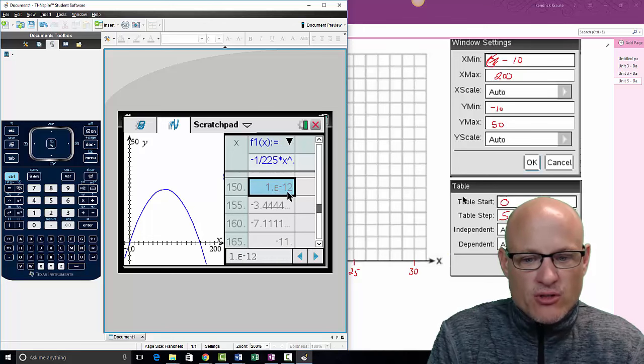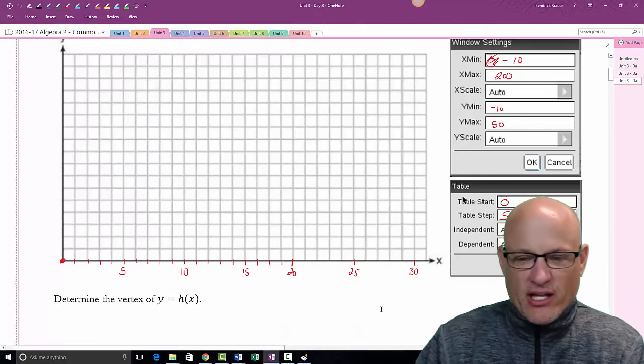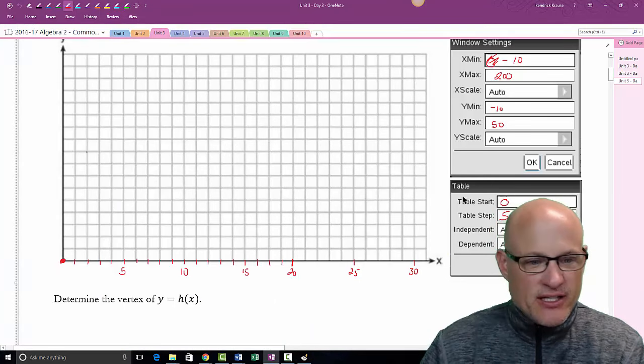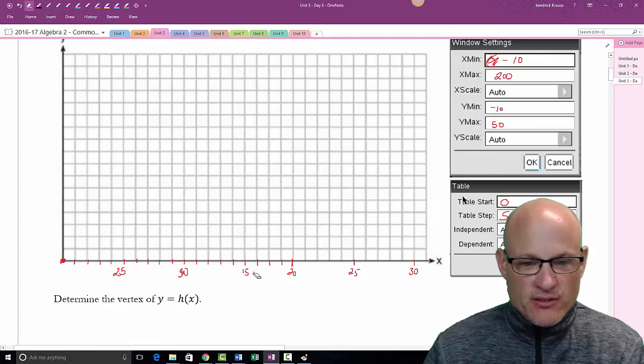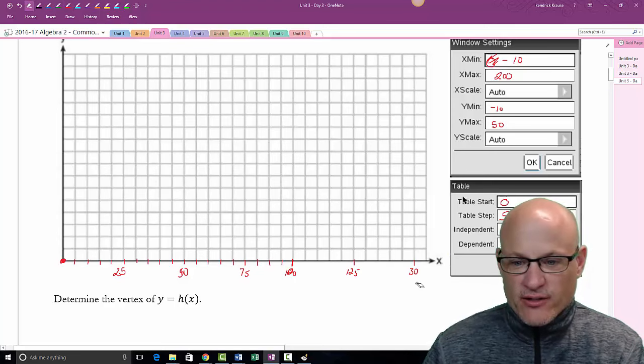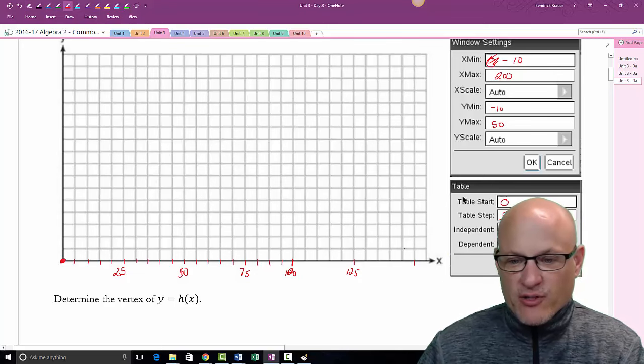150 was 0. So if I go back to my scale and I need 150, can't I make every one of these boxes 5? So this would be 25. This would be 50. This would be 75. This would be 100. This would be 125. And then 150. Because 150 is where it's coming down. So that's as far as I need.